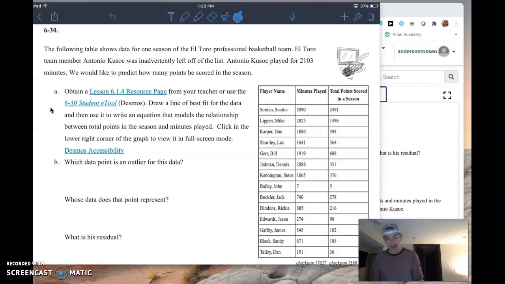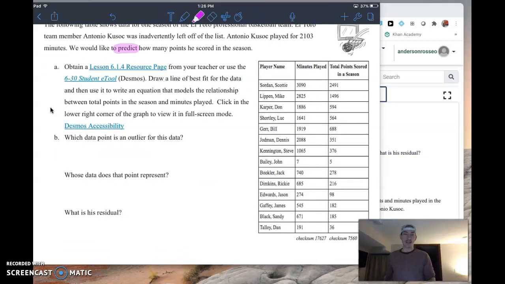So again, the main reason we're doing something like this is for the purposes of prediction. We have all of our data, and the data is Chicago Bulls players. The names have been modified.